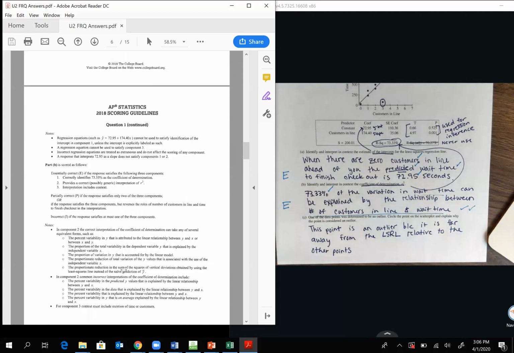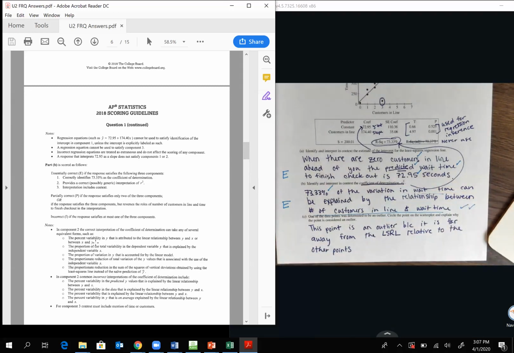Here are some equivalent formats you can read through. Make sure you didn't say predicted wait time right here. But ours looks like it's most closely related to this first alternate interpretation. That's what our typical interpretation is.